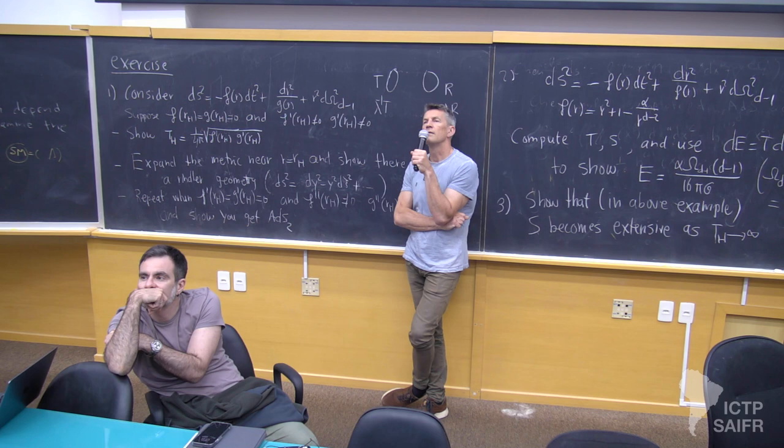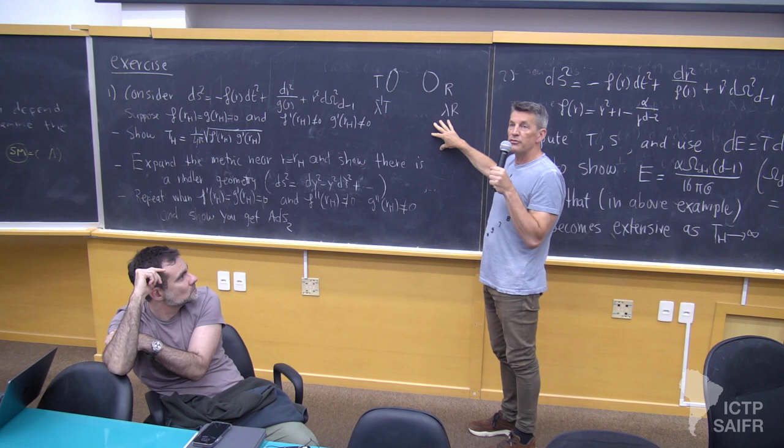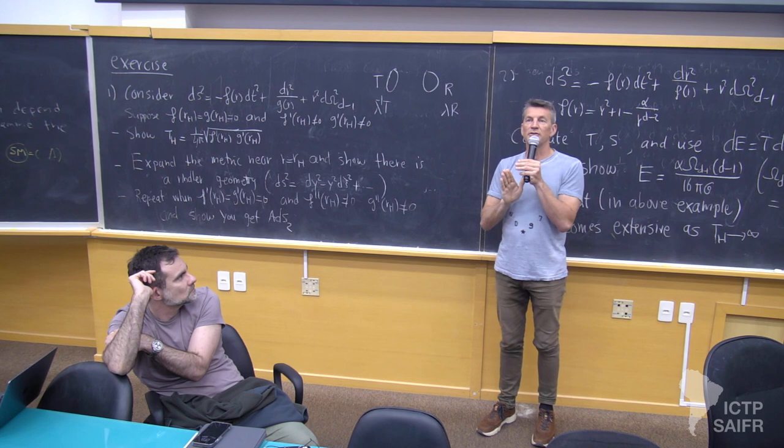So what I didn't really say yet is that if you have a black hole in AdS, it's different from a black hole in flat space. Because in flat space, a black hole radiates and it will evaporate. But AdS is a box. So what will happen is that you radiate, but then the radiation gets bounced off the wall of the box and goes back in.